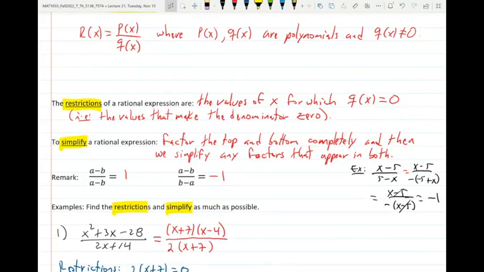Q represents the denominator, and the restrictions are the values that solve this equation. Okay? So that's why you take this bottom and you set it equal to 0. These are the values that x cannot be. Because if you plug that in here, it makes it 0, and then this doesn't make sense. Because you cannot divide by 0.